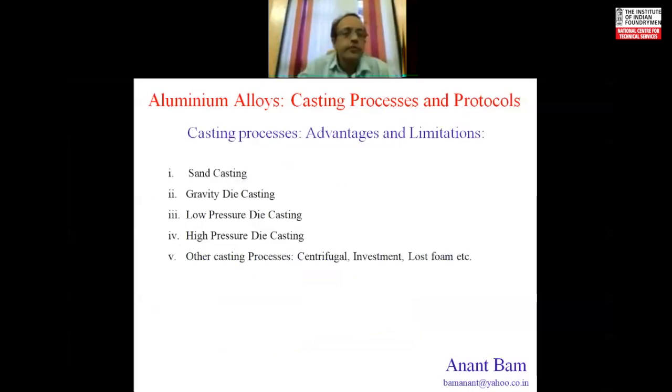Now let us understand the core subject, the various casting processes suitable for aluminum alloys. They can be listed as sand casting, gravity die casting, low pressure die casting, high pressure die casting, and the fifth category, which is a broader category, other casting processes, which may include centrifugal casting, investment, that is lost wax, lost foam, or any other casting process.